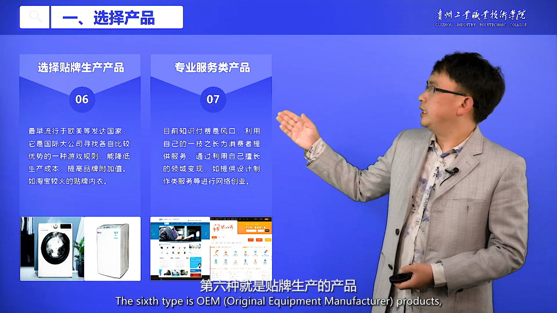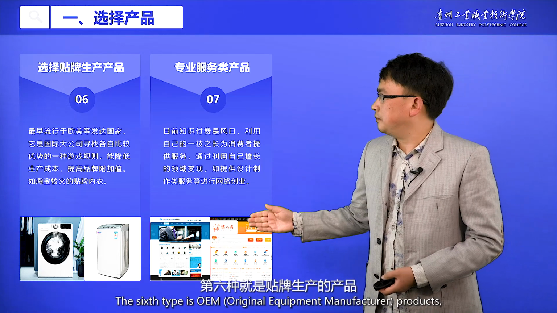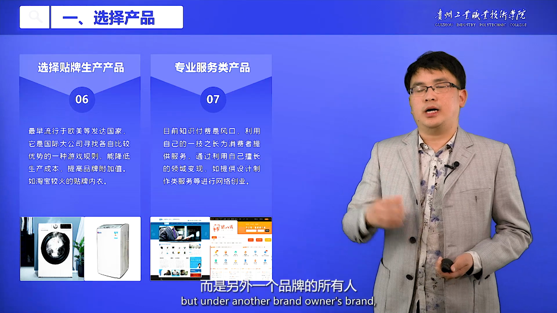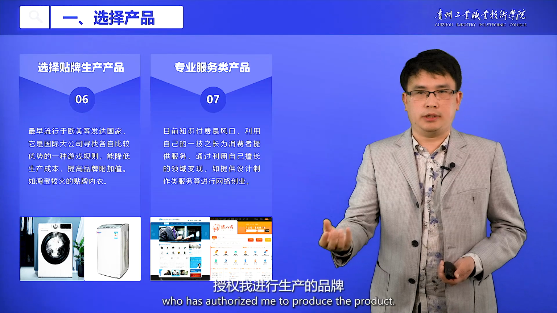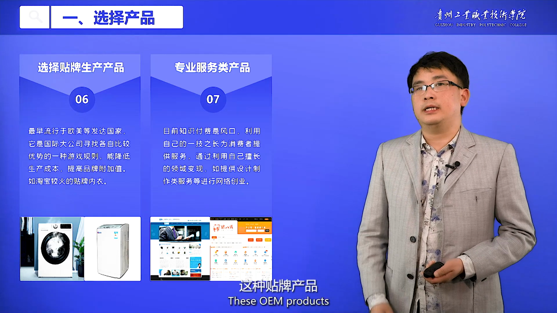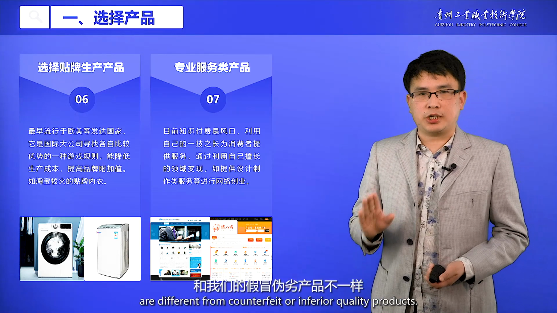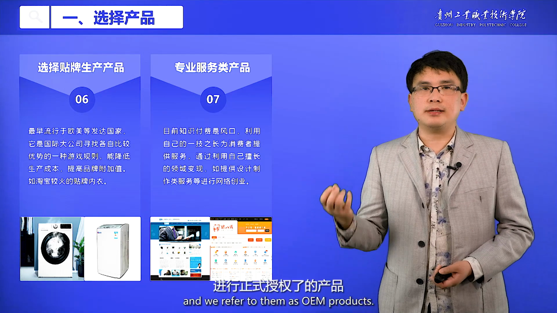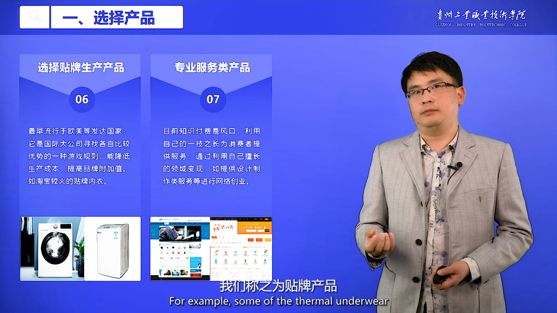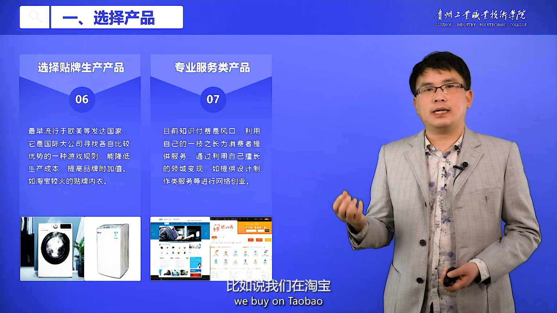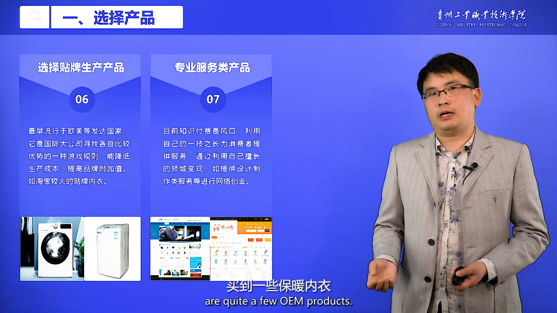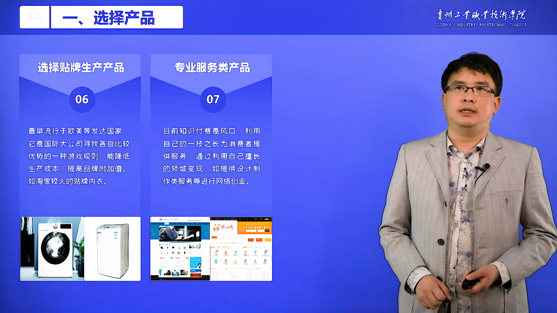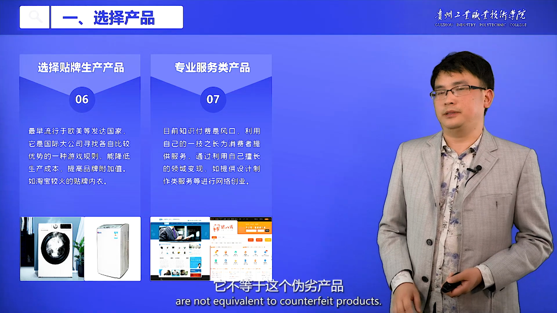The sixth type is OEM, original equipment manufacturer products, which means when I'm manufacturing, it's not under my own brand, but under another brand owner's brand, who has authorized me to produce the product. These OEM products are different from counterfeit or inferior quality products. They are officially authorized by the brand holder, and we refer to them as OEM products. For example, some of the thermal underwear we buy on Taobao or platforms like Tmall are OEM products. A significant portion belongs to OEM products. These OEM products are not equivalent to counterfeit products.